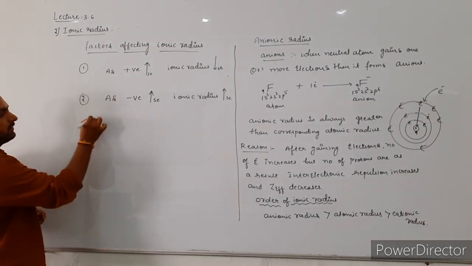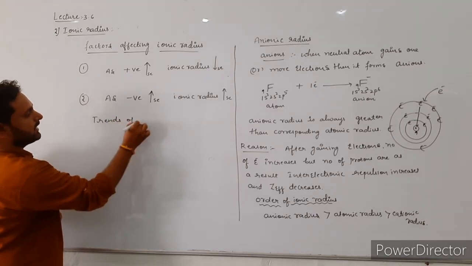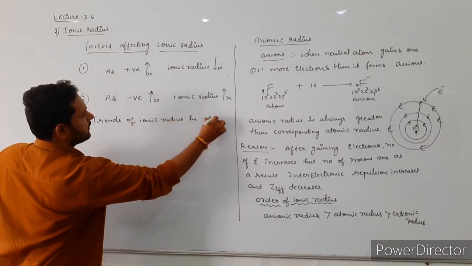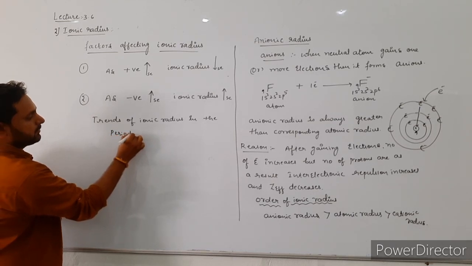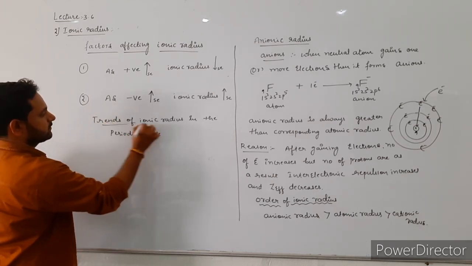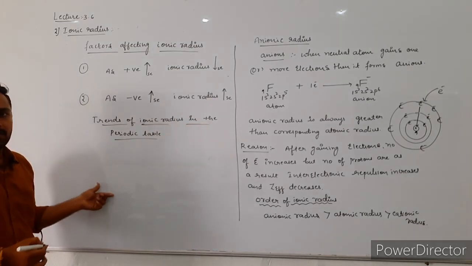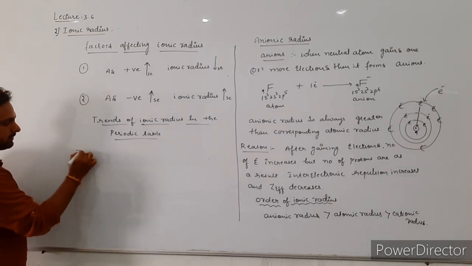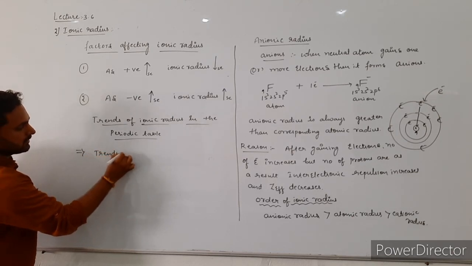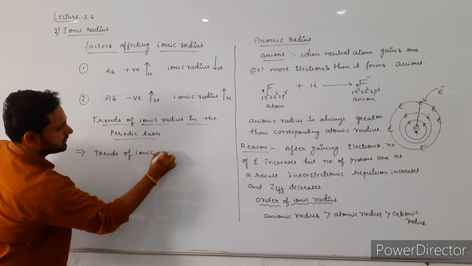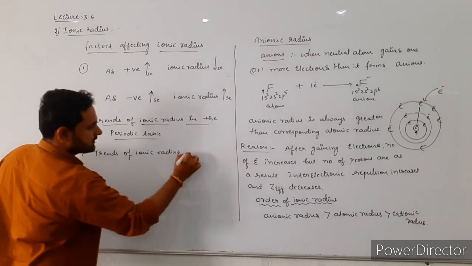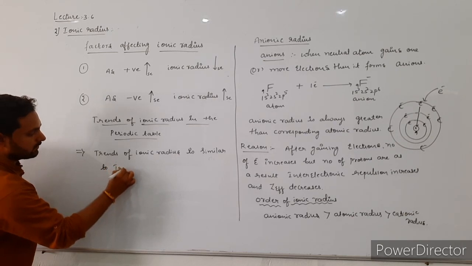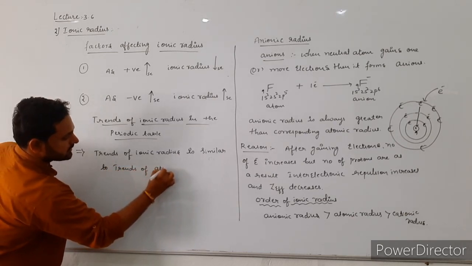Next, trends of ionic radius in the periodic table. The trends of ionic radius are similar to the trends of atomic radius in the periodic table.